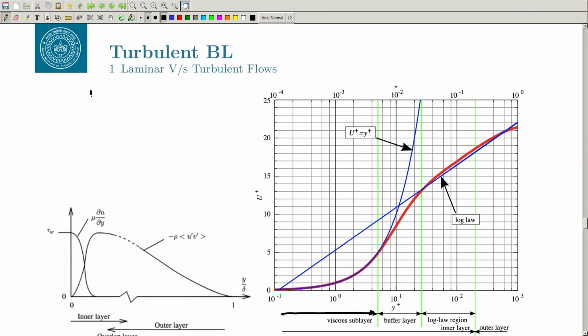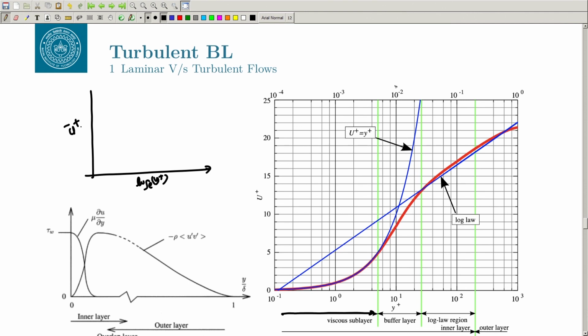So, if you plot it here, now your axis is in log scale. This is something which is very important to remember. There are many students who get confused while looking at the plot, because they do not realize that it is in the log scale. So now it is in log scale, log y plus, or ln y plus, and this is your u plus.